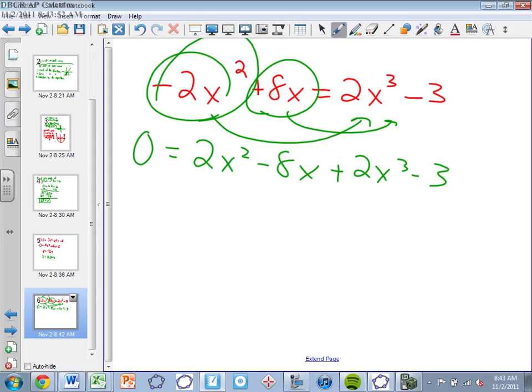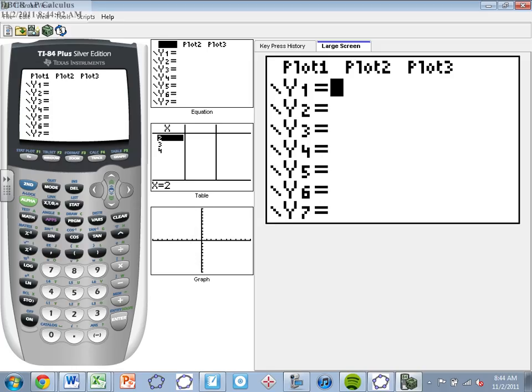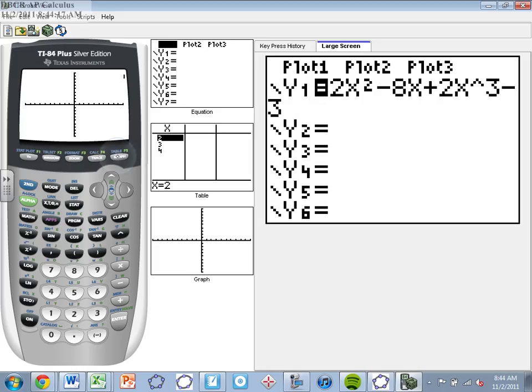Oh my goodness. Okay? Now, I've got that long equation right there. I'm going to type that into my calculator. So quickly, we're going to have 2x squared minus 8x plus 2x to the third minus 3. I hit graph. What I'm going to see for this one is the following.